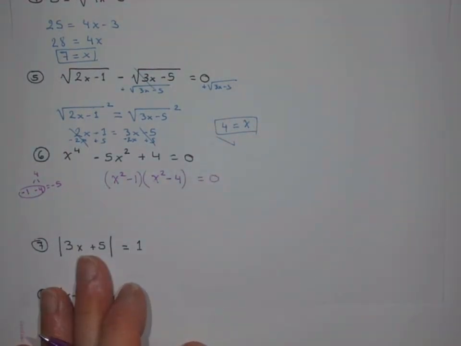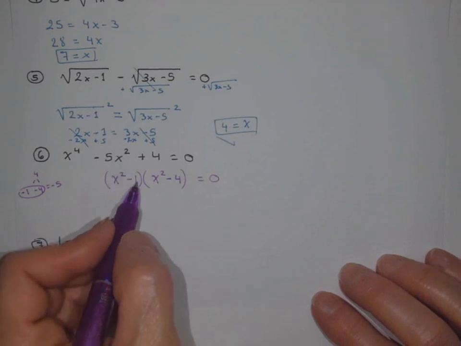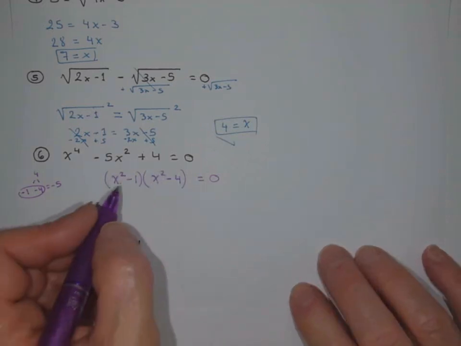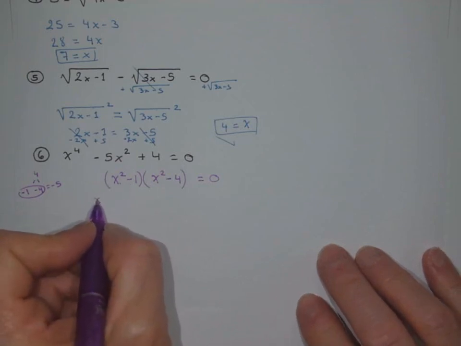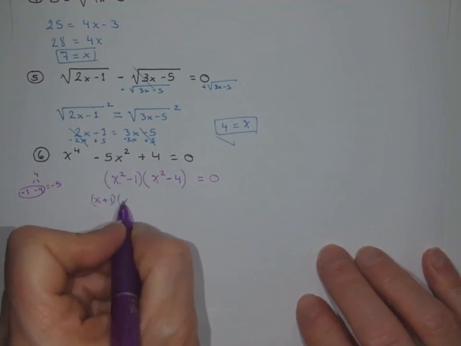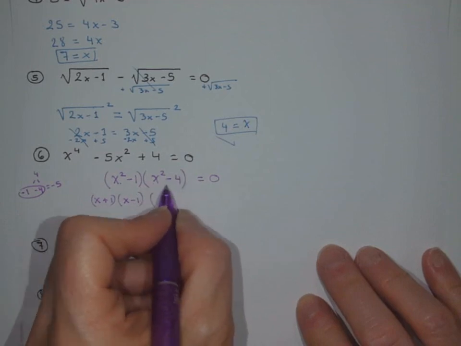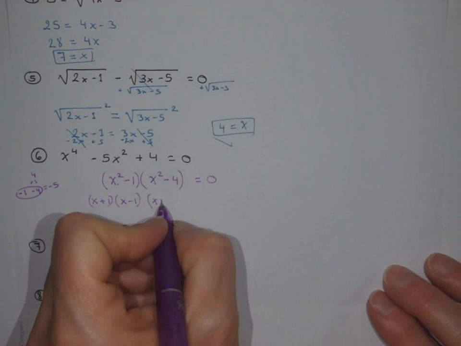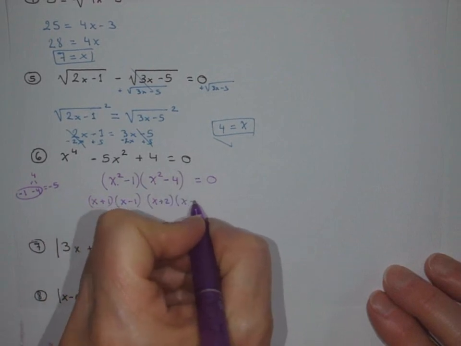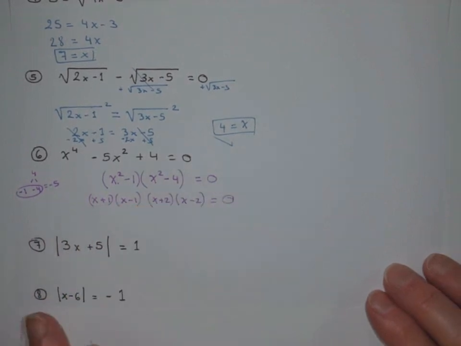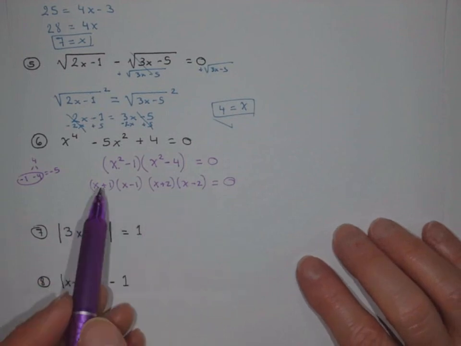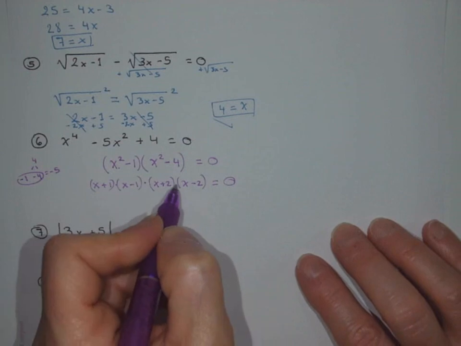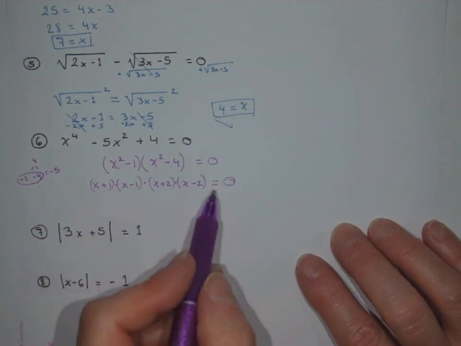And now the next thing I need to notice is that this is a difference of perfect squares. That is also a difference of perfect squares, so that can be broken into x plus 1, x minus 1, and x squared minus 4 can be factored again into x plus 2, x minus 2. All of that still equal to 0. Now I have only linear terms, and they're all multiplied, right? I have a multiplication here, here, here. And when I multiply them, I'll get a 0.